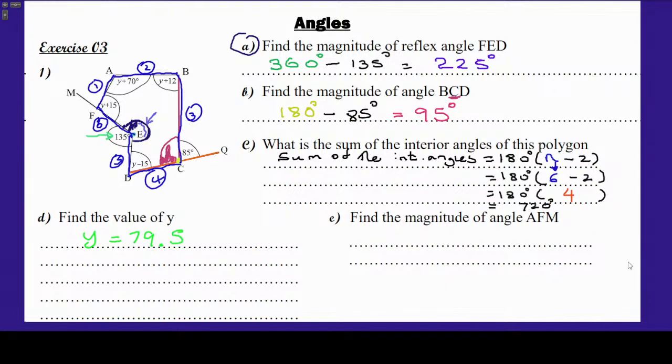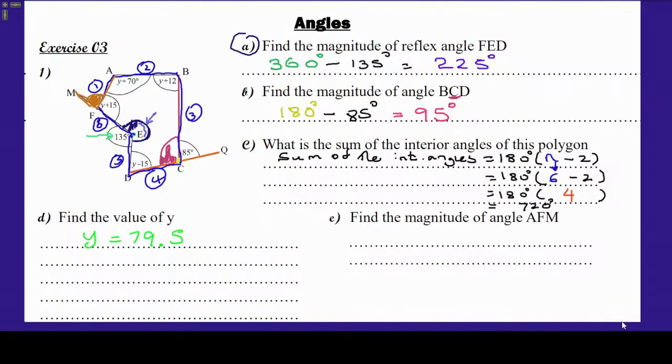All right. Question E. What are we supposed to find? We're supposed to find the angle AFM. First, we locate the AFM, starting from A going till F, then go till M. Right. So this angle, this orange color angle, how to find that?